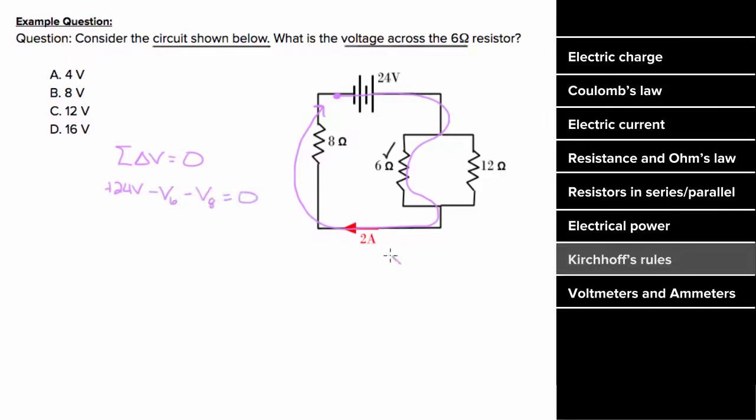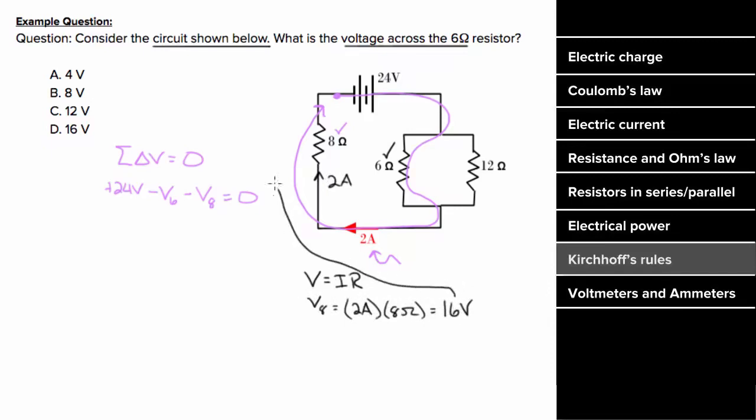But we're given this current, so we know that 2 amps flows through the 8 ohm resistor. And you can always determine the voltage across a resistor using Ohm's law. So the voltage across the 8 ohm resistor is going to be 2 amps, which is flowing through the 8 ohm resistor, multiplied by 8 ohms, and we get 16 volts, which I can plug in here. And this gives me 24 volts minus the voltage across the 6 ohm resistor minus 16 has to equal zero. If I solve this for the voltage across the 6 ohm resistor, I get 24 volts minus 16 volts, which is 8 volts. So the voltage across the 6 ohm resistor would be 8 volts.